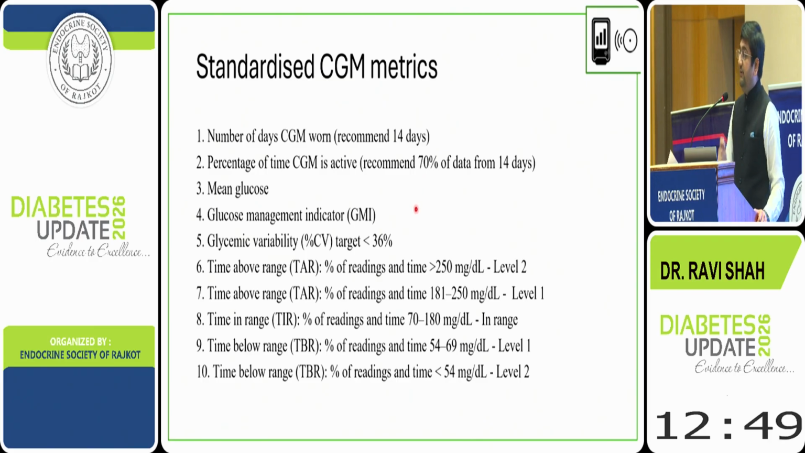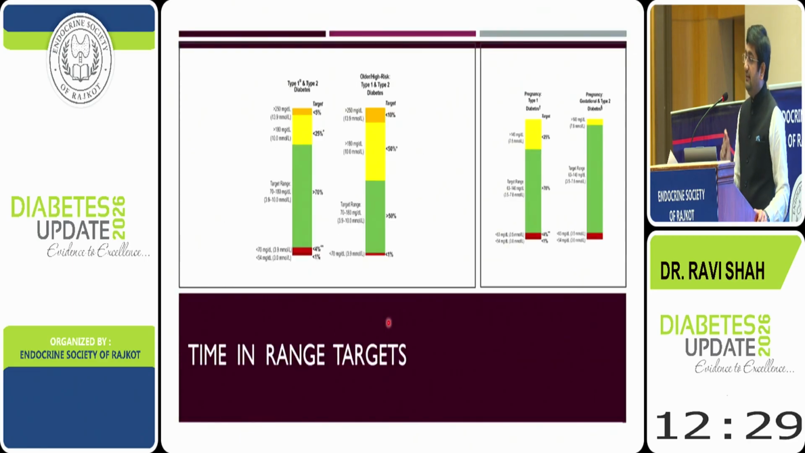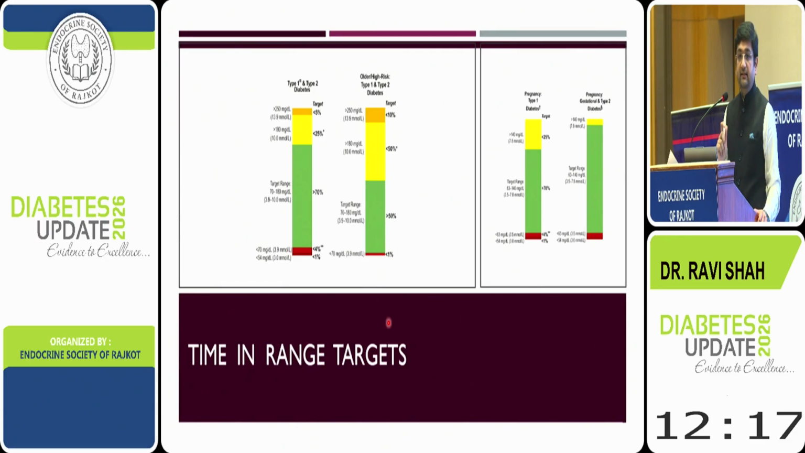Next, we need to look at the variability. We have already discussed that a patient having very high and very low glucose values can still have a normal average. So we need to target variability below 36%. And then we need to look at the time above range, time in range, and time below range. These are the standardized targets. For a patient to achieve a target HbA1c of 7%, and for you to call it good glucose control, you need the patient's time in range, that is the time the patient is staying between 70 to 180, to be more than 70%. This should be associated with a low risk of hypoglycemia.